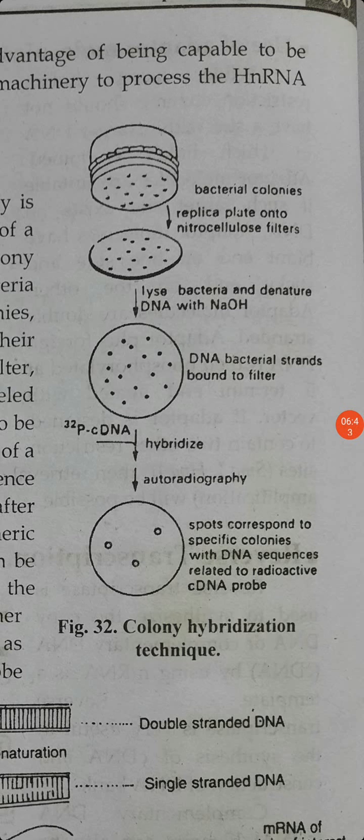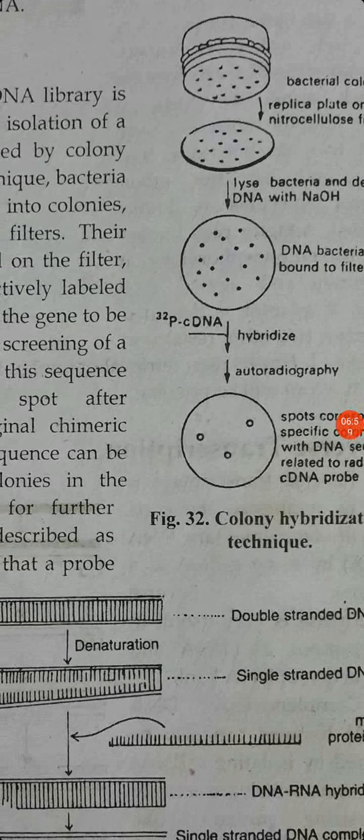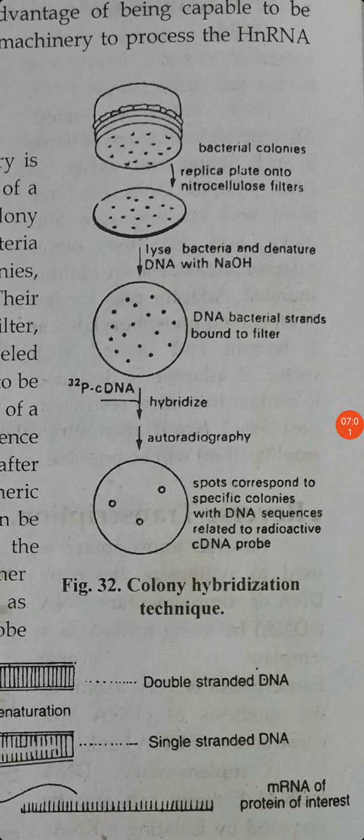Usually cloned complementary DNA is used for scanning the genomic library. We know which sequence we have inserted. Then colonies carrying this sequence will be identified by a dark spot after autoradiography. So this is not a simple technique. You just imagine and keep in mind this diagram. The original chimeric vector carrying the desired gene sequence can be recovered from one or more colonies in the original master plate and used for further experiments.